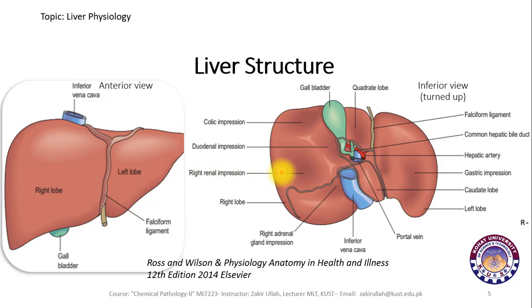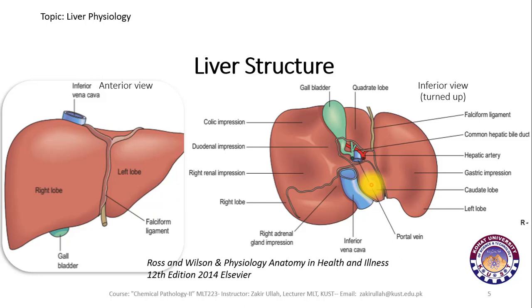If we look at the posterior inferior view, which is turned upside down, we can see here the 2 small lobes of the liver, the quadrate lobe and the caudate lobe. This is the right lobe and the left lobe. The 2 major lobes and the smaller lobes are quadrate and caudate.